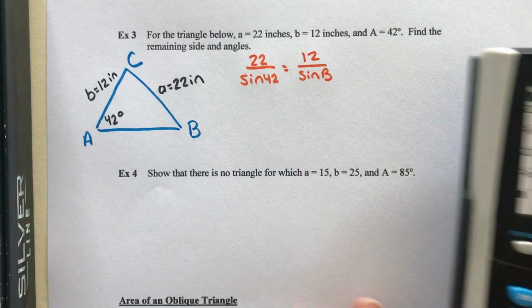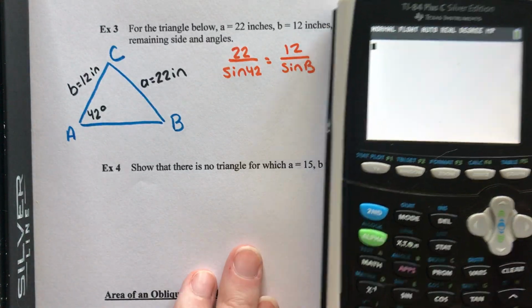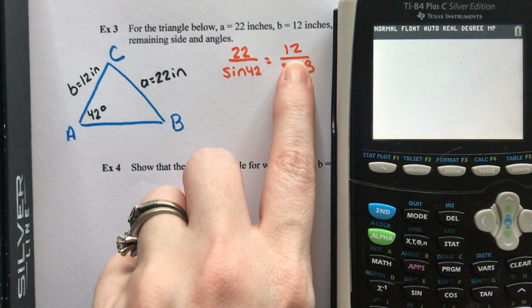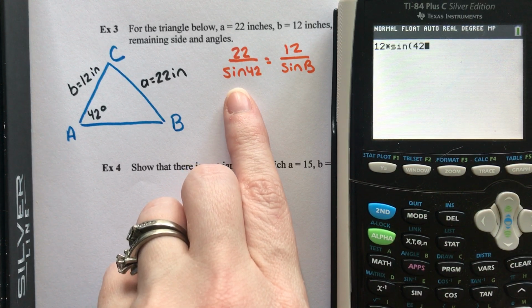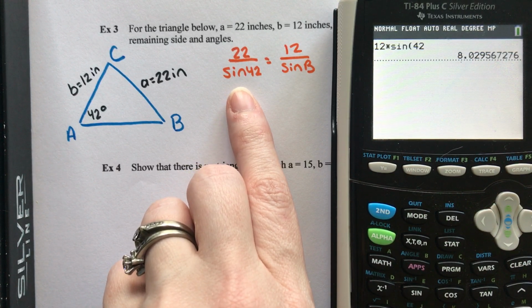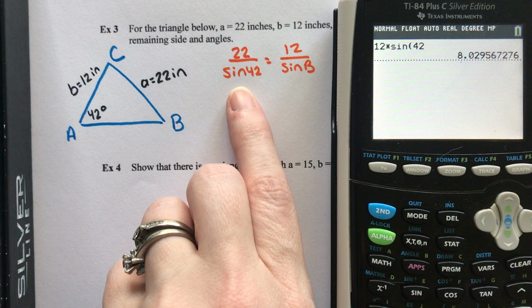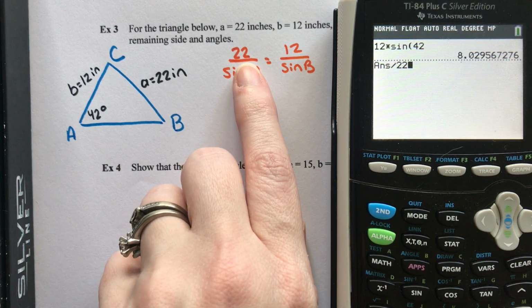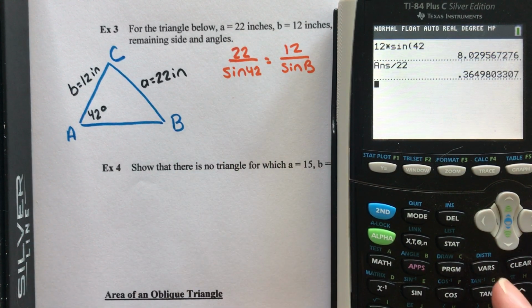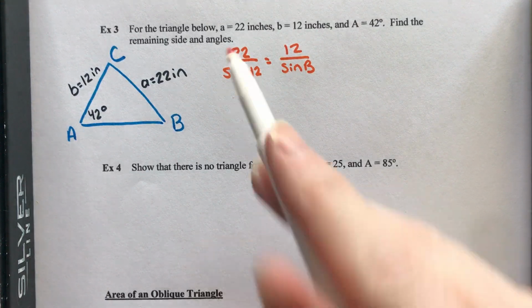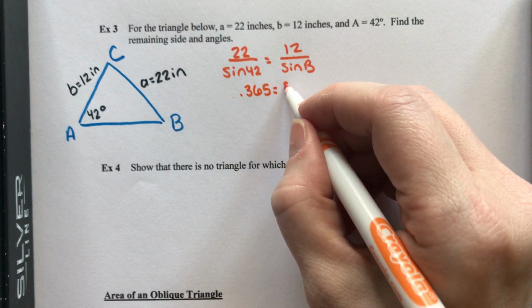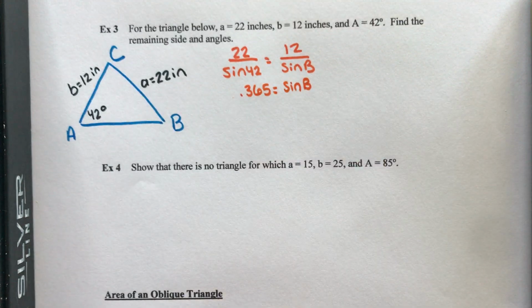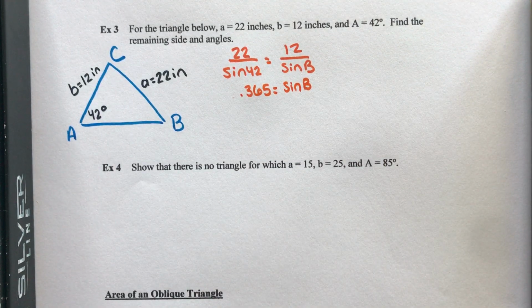So I'm gonna get my calculator out and I'm gonna start plugging in. So I'm gonna do the 12 times the sine of 42 first. Press enter. Divide by the 22. Now that gives me a decimal, so I'm gonna write that down, 0.365. Now that's not equal to big B, that's equal to the sine of big B. So I still have to solve for B.